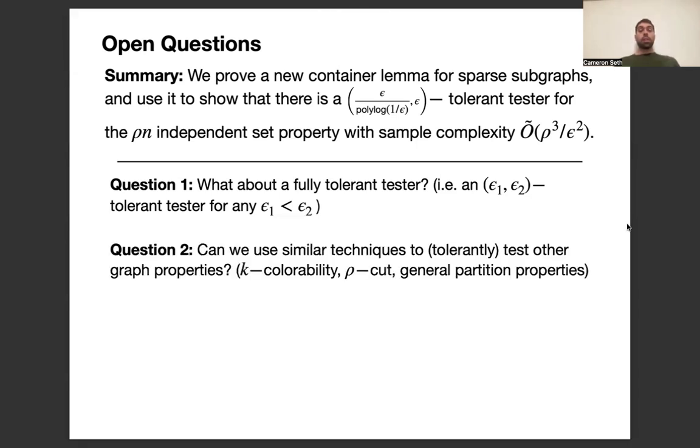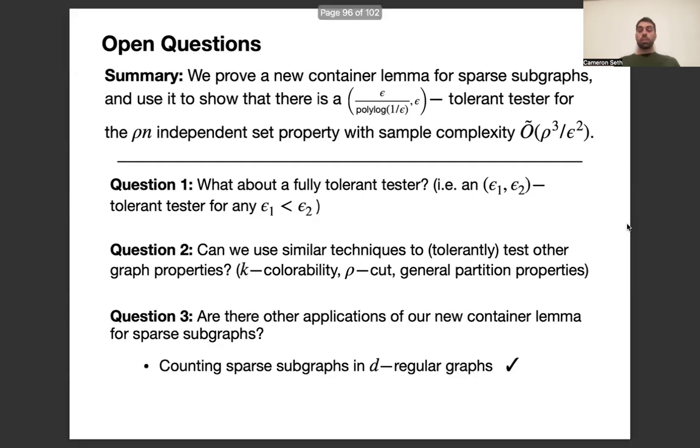Another question is, can we use these techniques to test, or perhaps tolerantly test, some other graph properties like k-colorability or cut properties or general graph partition properties? And finally, we suspect there should be other applications of this new container lemma for sparse subgraphs. We demonstrated one example where you can take this new lemma and put it in the place of the standard lemma and get some new bound, and we suspect there should be other examples.